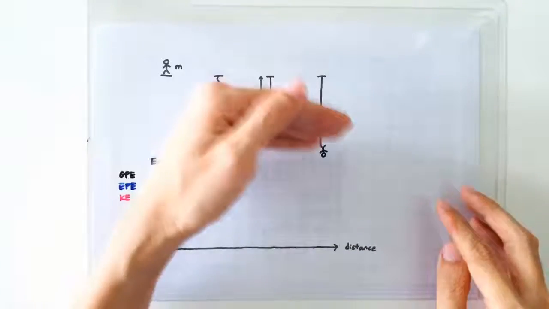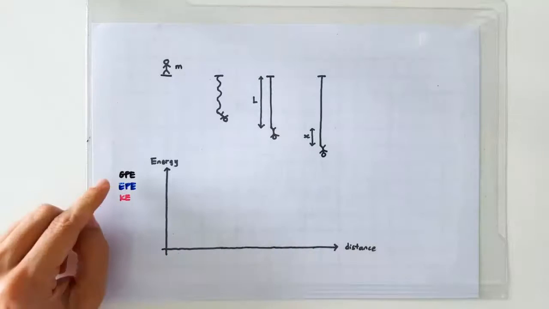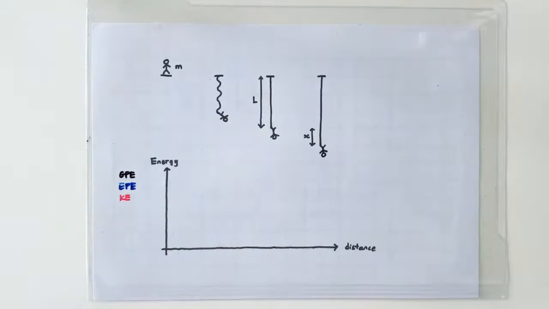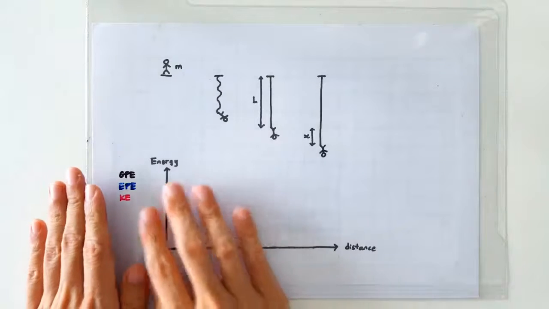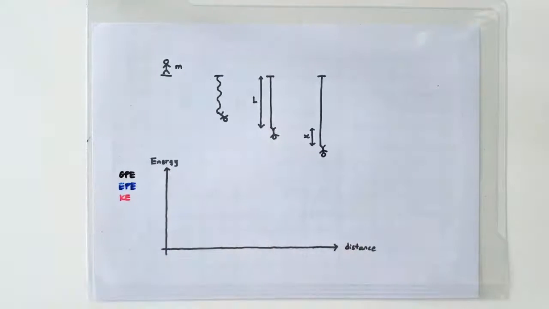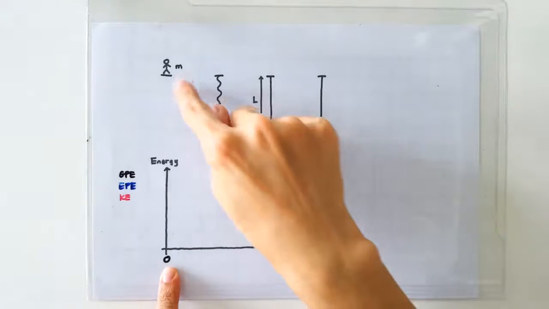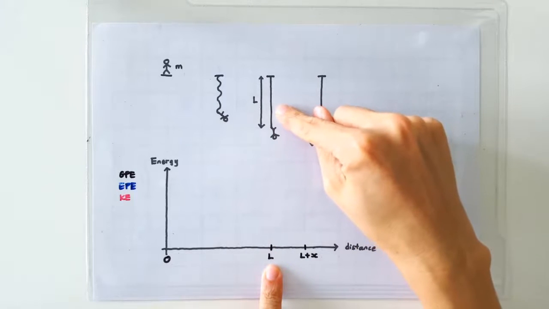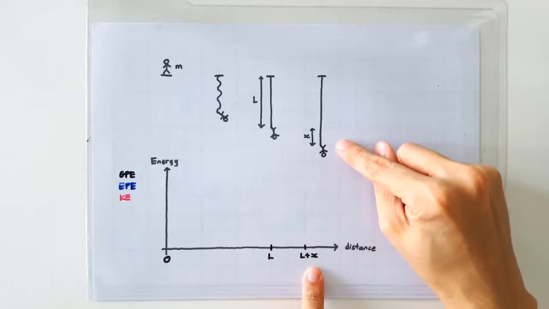Obviously, during the jump, we have energy conversions among GPE, elastic PE, and KE. And we're going to sketch the variations on this graph here. Some important landmarks. So this is the topmost position. This is when the bungee rope has just begun to stretch. And this is when the bungee jumper reaches the lowest position.